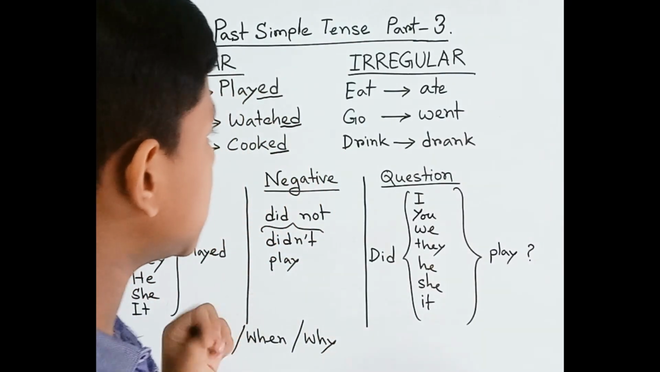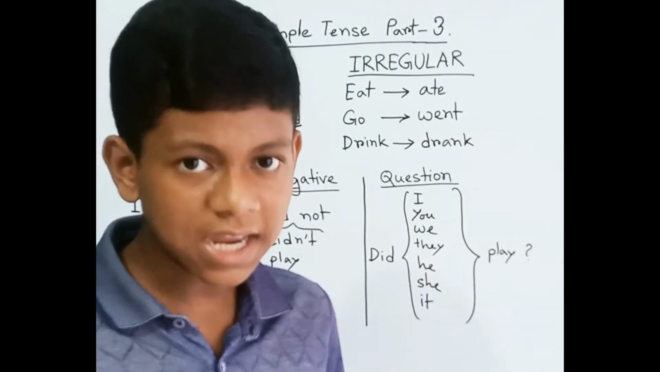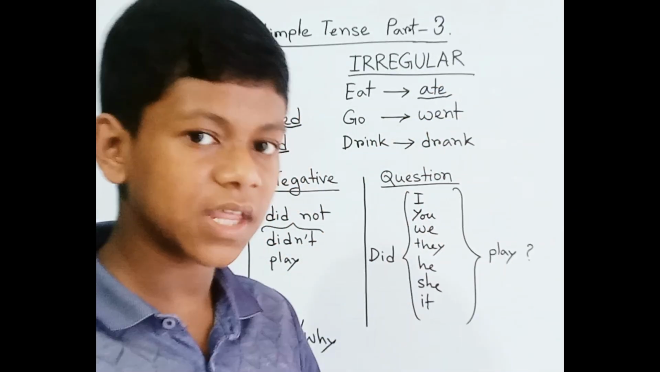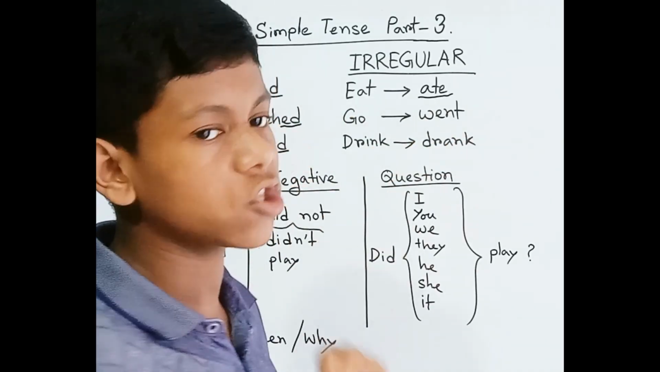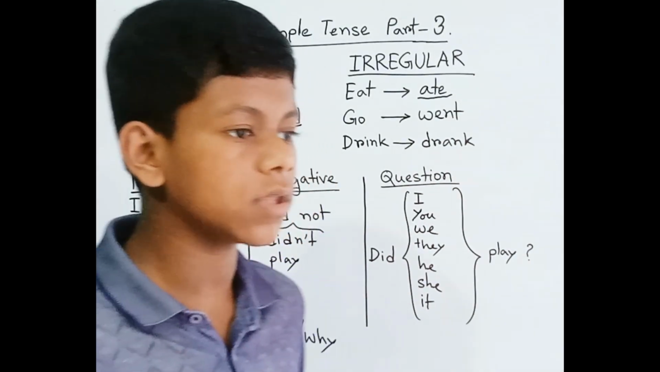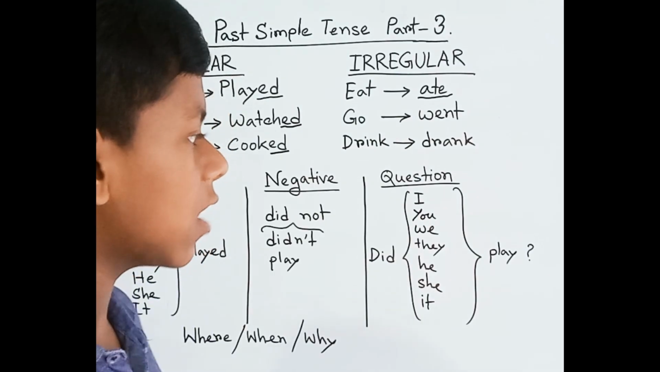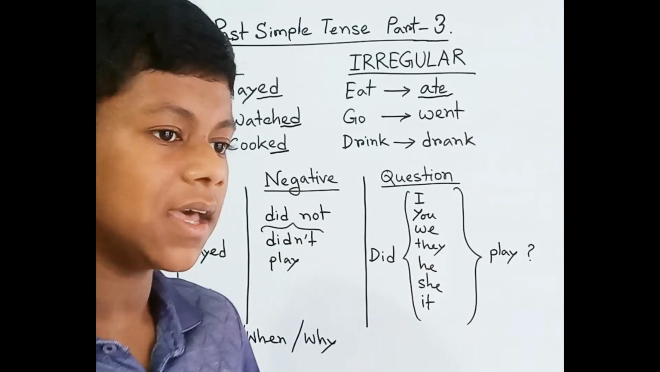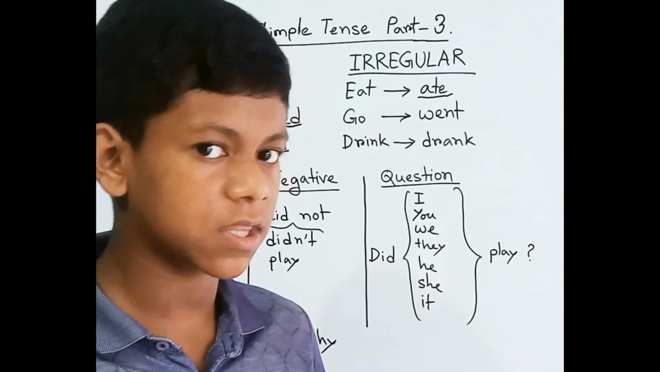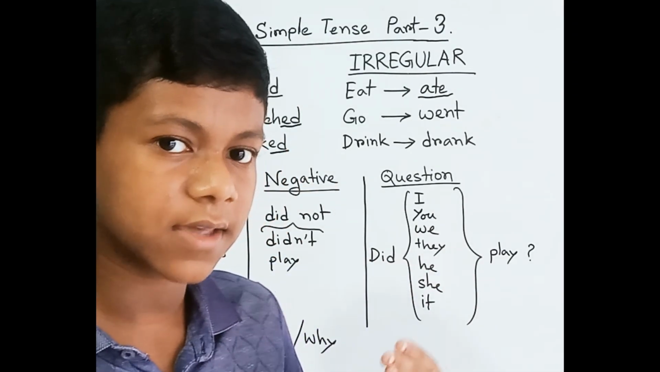If we focus on the irregular verbs, here we are watching eat, ate. It's completely changed. Go, went. Drink, drunk. So we have already understood regular and irregular. There are more, and I have written these to make all of you understand. There are more verbs, so you can search for them anywhere and study them. I have written this so you can understand and simply catch it.